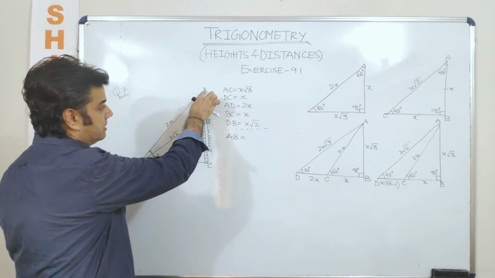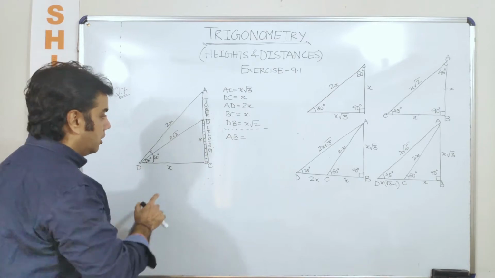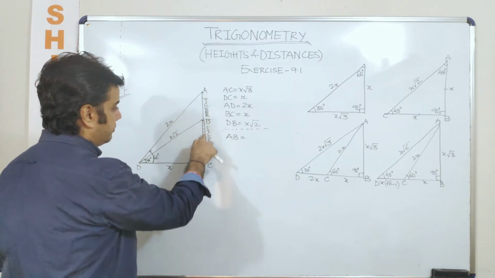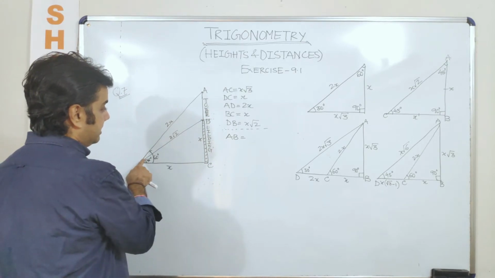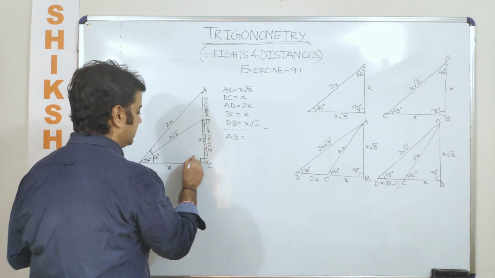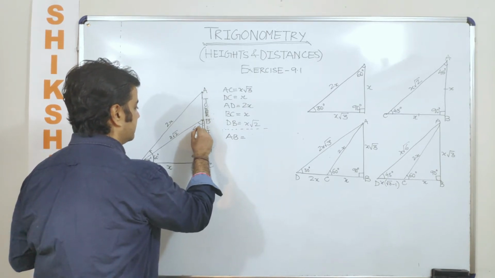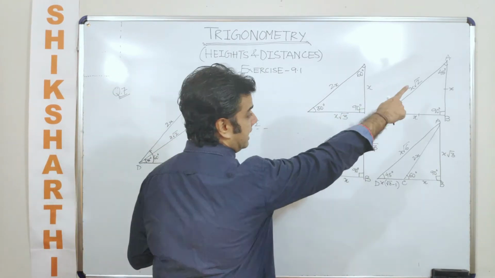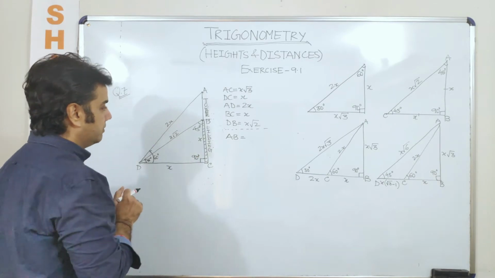So I have taken the vertices as A, B, C, D. Now the triangle that I am talking about here is triangle BDC. This is like a 45, 45, 90 degrees triangle. So here we can consider this to be 90 degrees. In that case, this becomes 45 degrees. So we can simply use x and x root 2, which is what we have used.